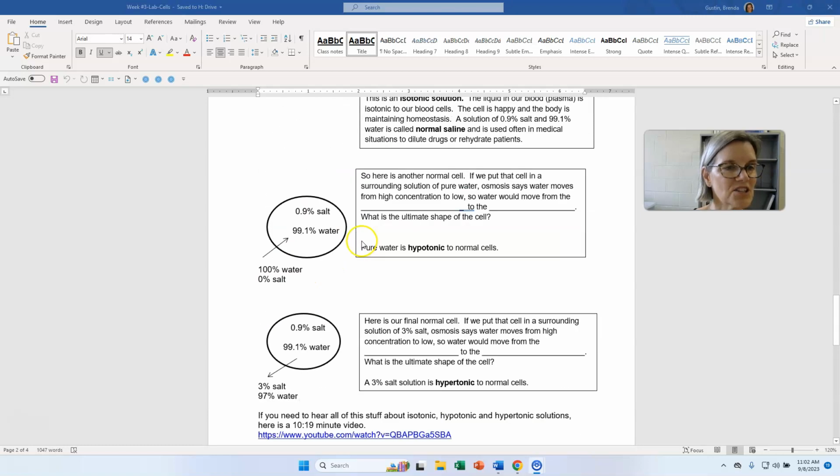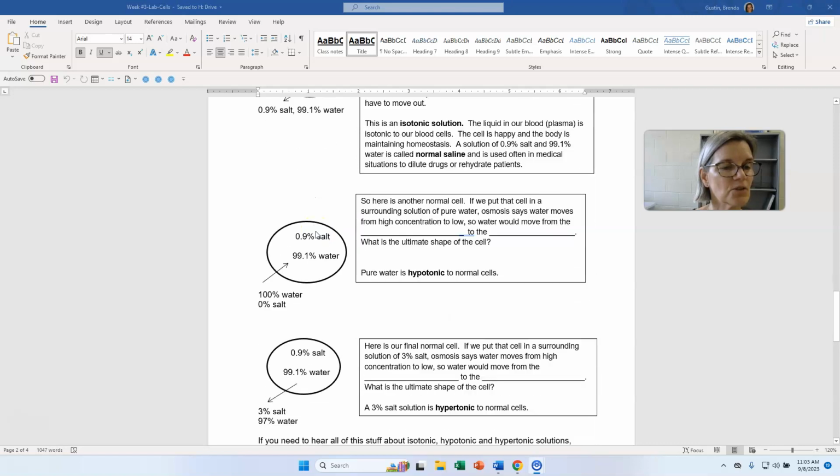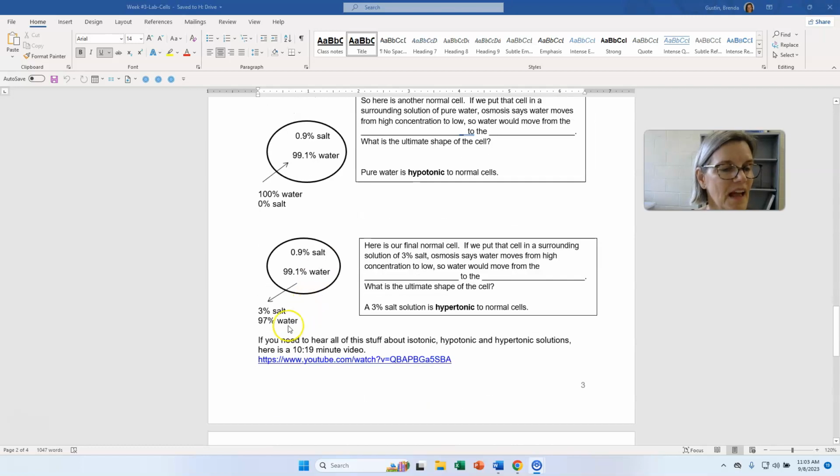So the 3 conditions, if you look at those again. In an isotonic solution, the water's going to move in and out at equal amounts. The cell's going to look normal. A hypotonic solution has a low amount of salt, high amount of water. Water's going to move into the cell. The cell's going to swell. If it is a plant cell, it'll look pretty much the same because it has a cell wall. If it's an animal cell, it's going to pop. And hypertonic, high amount of salt outside, so low amount of water. So water's going to move out of the cell.